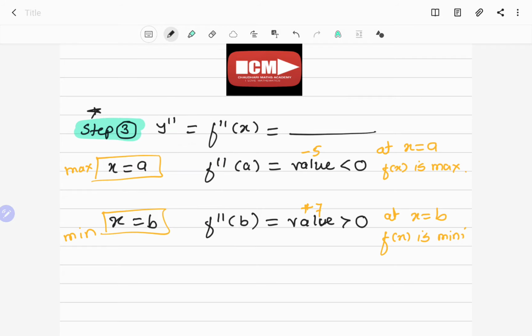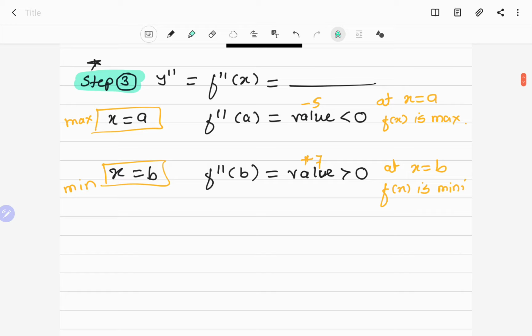And the rule is, please observe, if the second derivative is negative, then we say a function is maximum at that point x equal to a. And if the second derivative is positive, then we say the minima occurs at that point x equal to b. So it's a little bit contrary. If the value is negative, then maxima occurs, and if the value is positive, minima occurs. So please observe this thing.